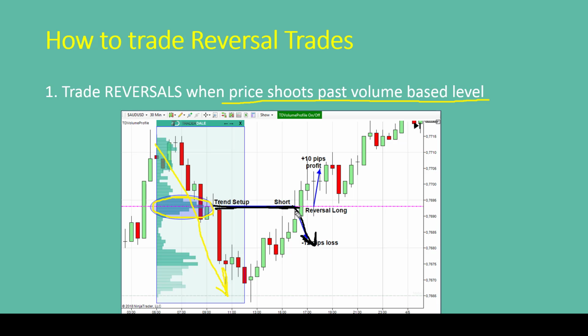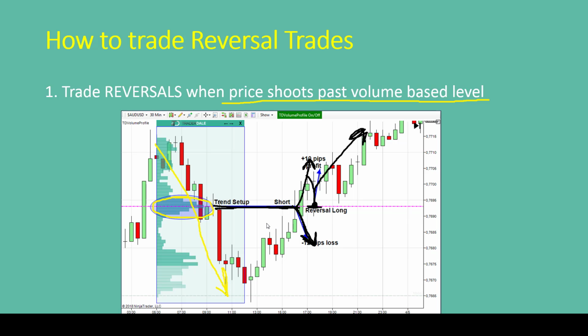But as you can see, the price just went past the level. It didn't react to the level. It went past the level without any reaction to it. So in this case, you wait for the price to return back exactly to the level, and you enter a reversal trade. So if you went short from the level, then you enter a long exactly at the same price level, and you expect a reaction to the long side.